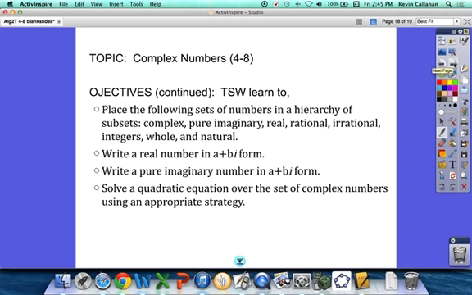Understand the hierarchy of the number sets, right? Complex being the big set of numbers, imaginary and real being subsets of that, with rational, irrational, integers, whole, and natural all being real numbers. Write a real number in a plus bi form. Solve a quadratic equation over the set of complex numbers. Those are all things that we pretty much touched on today.